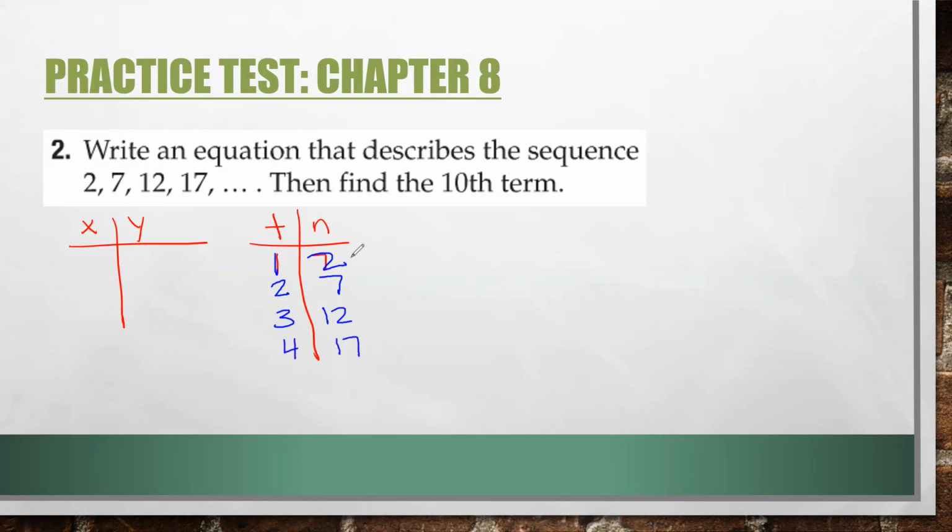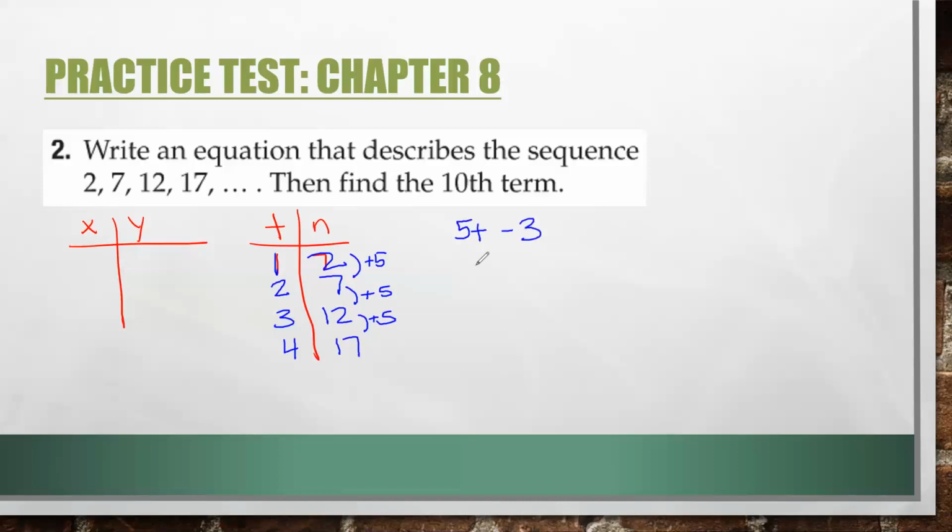Okay, so I can see that going from the first term to the second term, it's an increase of 5. From 7 to 12, it's also an increase of 5, and from 12 to 17, it's also an increase of 5. So I know I'm going to be multiplying 5 times something, right? 5 times the term number. In the first case, 5 times 1 is 5. But I need to get 2, not 5. So to go from 5 to 2, I need to subtract 3.